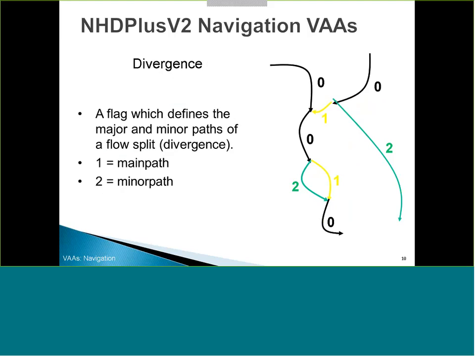And it values an attribute called divergence. And if divergence is 1, that is the main path downstream. All other paths downstream, and there may be more than one. We have one place where it splits into five paths. They will all be divergence equal 2. Divergence of 0 just means that it's a flow line that doesn't participate in a split.